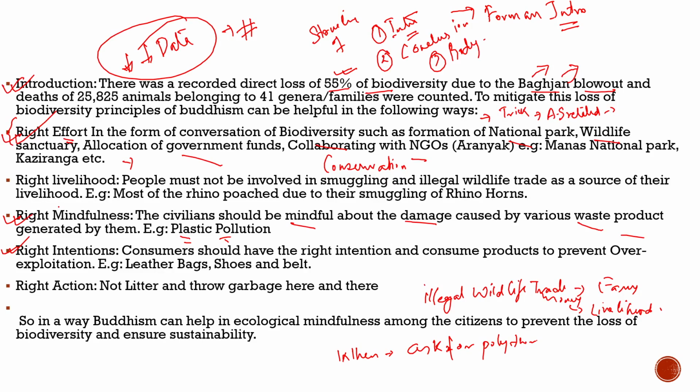Then right intentions. Now, some people like to show off that I am wearing a leather jacket, or leather shoes, leather belt. But ultimately, where does leather come from? Leather comes from the killing of biodiversity. So if our intention is right, then we would reduce the demand for such products. And if such products are less in demand, ultimately what will happen? Killing of biodiversity will go down. And once killing of biodiversity goes down, the loss of biodiversity will also be addressed.